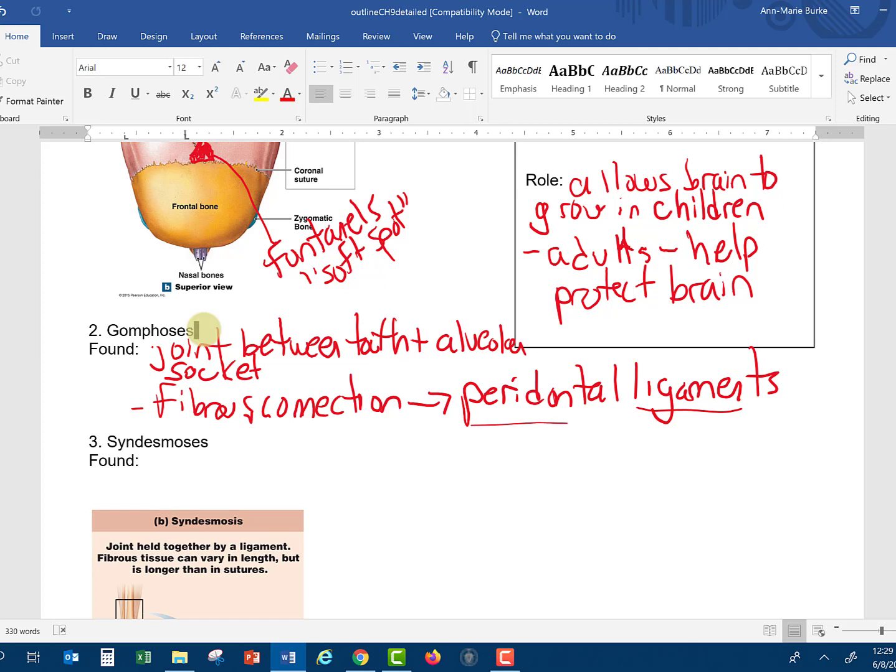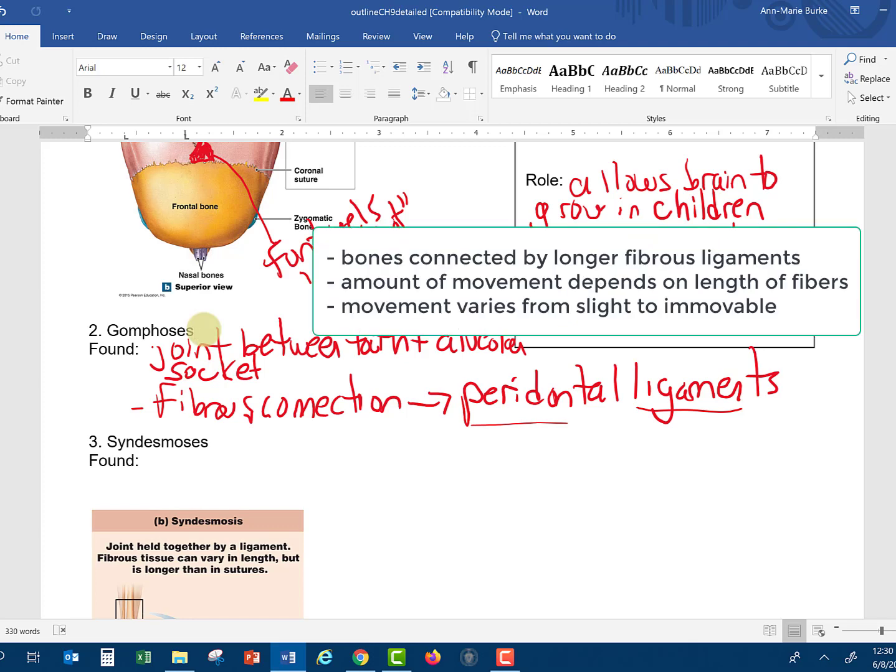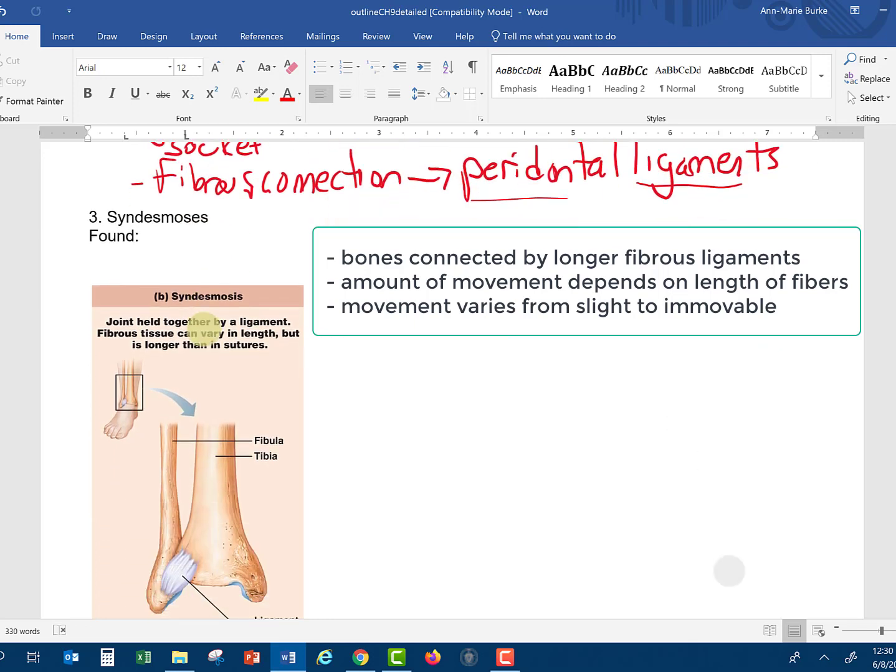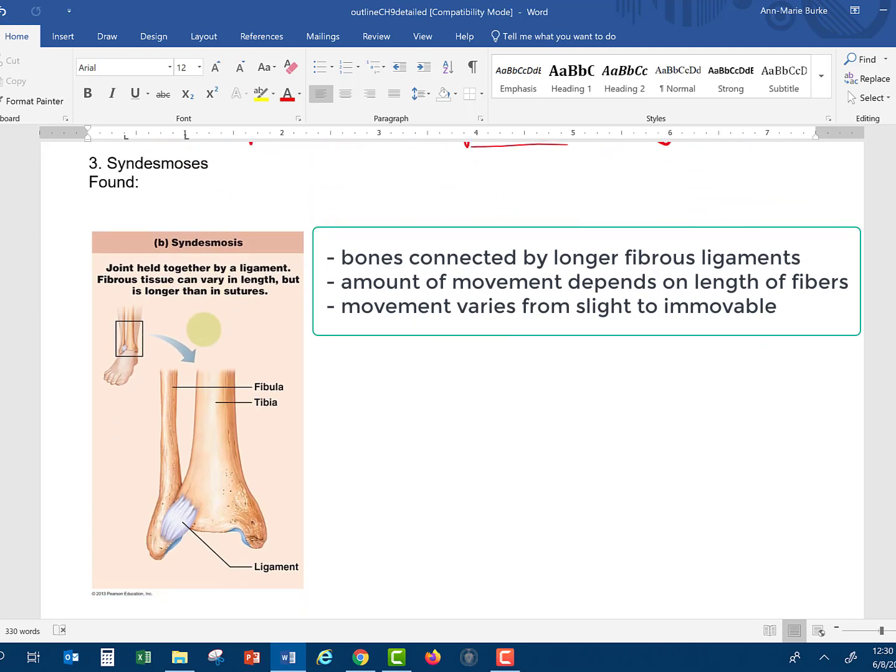Now, the last type of fibrous joint is called a syndesmosis. In this one, the bones are connected by longer fibrous connective tissue, a longer ligament. The amount of movement depends on the length of the fibers. So the longer the ligament, which is made of fibrous connective tissue, the more movement. The shorter the ligament, the less movement. And if we look down here, you can see an example of a syndesmosis.